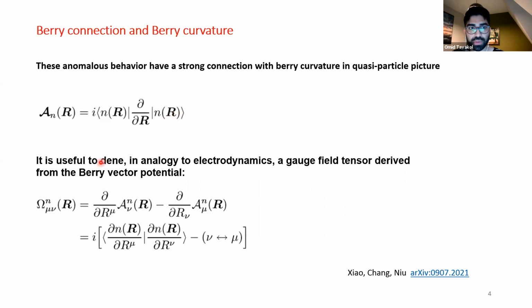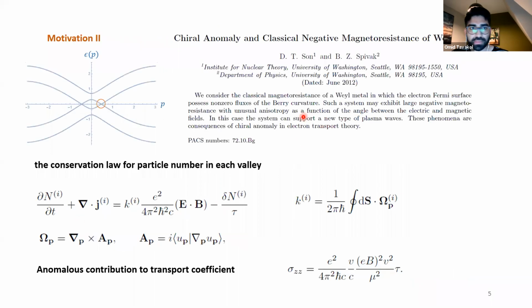Also, it's useful to define something similar to field strength in electrodynamics, something like this, which is the gauge field tensor for the Berry connection. We call it Berry curvature. Now it's useful to see how this Berry curvature is related to the anomaly coefficient that I showed you in the first slide.